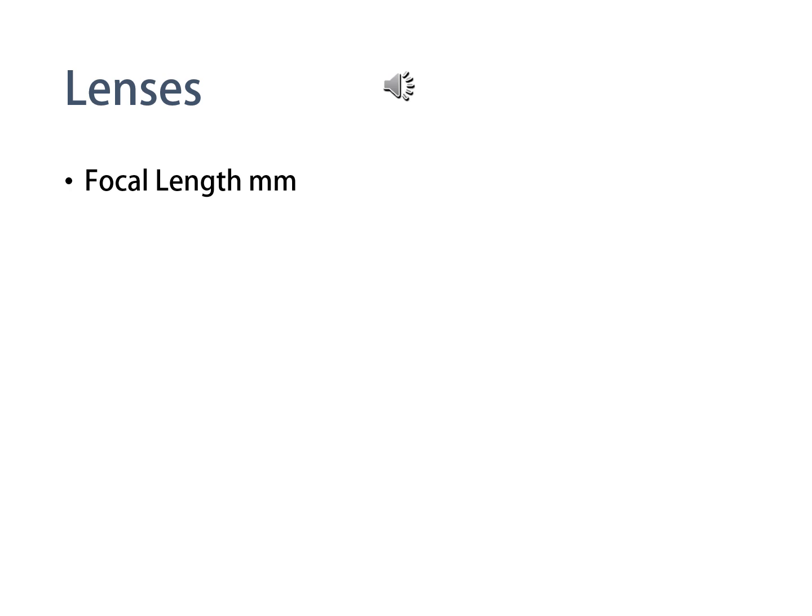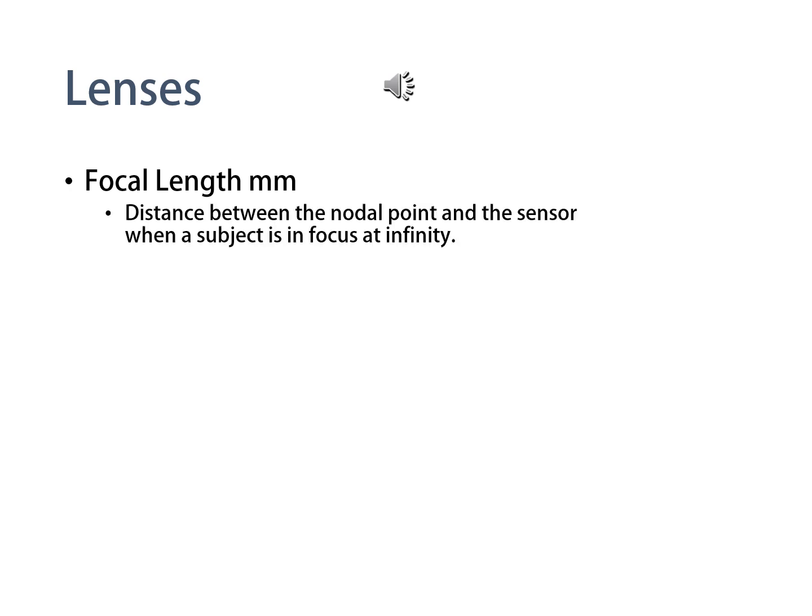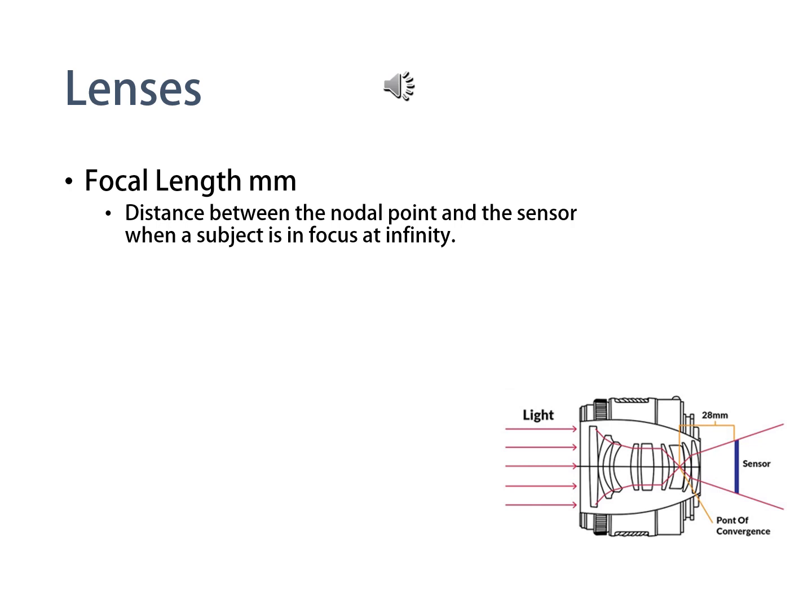Focal length is described as the distance between the nodal point and the sensor when the lens is focused at infinity. That sounds complicated, so let's start by looking inside a lens. Light enters a lens and travels through a series of optics known as elements. The job of these elements is to either collect light, channel light, or focus light. Elements are often arranged in groups and have various concave or convex shapes.